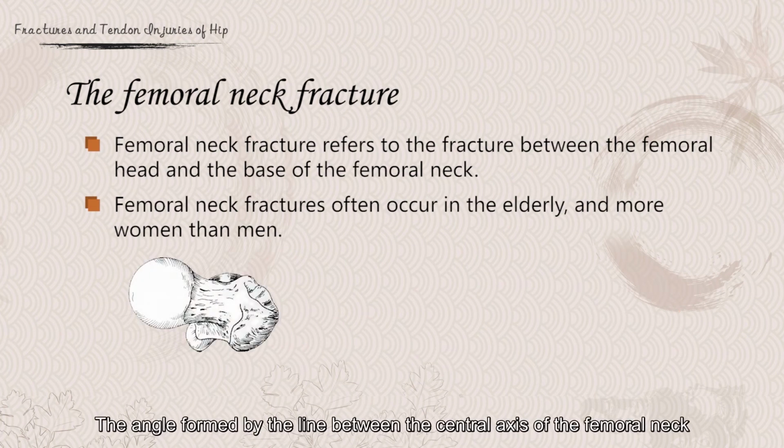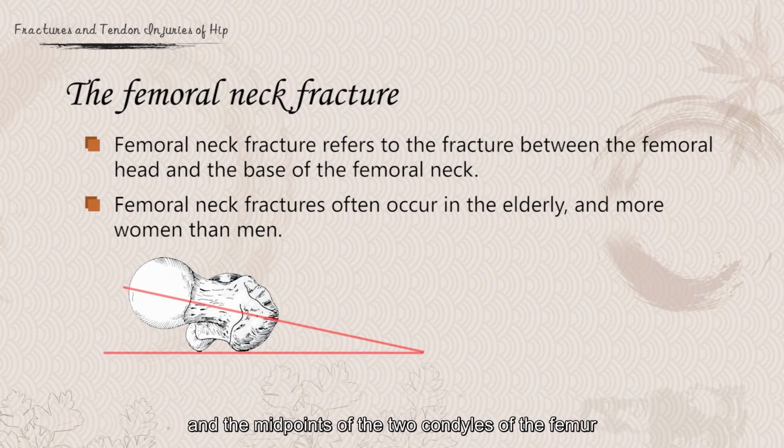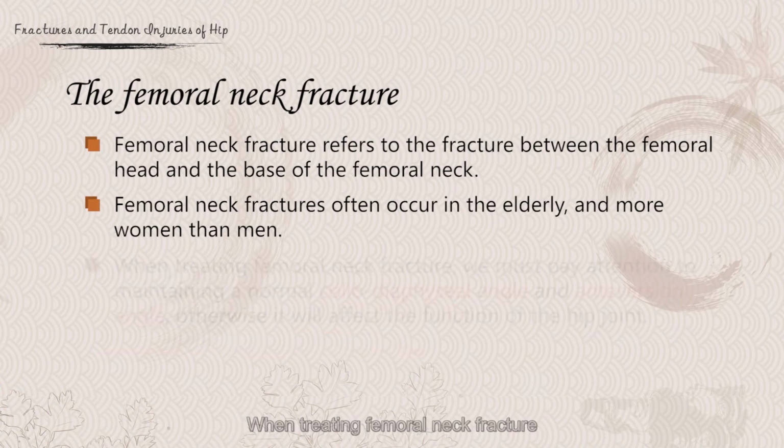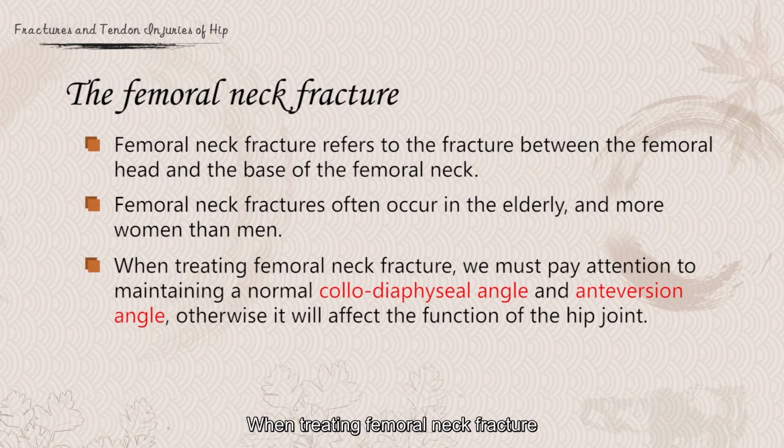The angle formed between the central axis of the femoral neck and the line through the midpoints of the two condyles of the femur is called the anteversion angle, and is normally between 12 degrees and 15 degrees. When treating femoral neck fracture, we must pay attention to maintaining a normal collodiaphyseal angle and anteversion angle, otherwise it will affect the function of the hip joint.